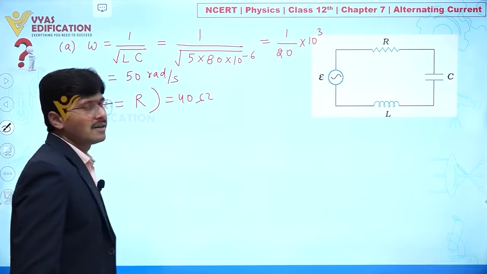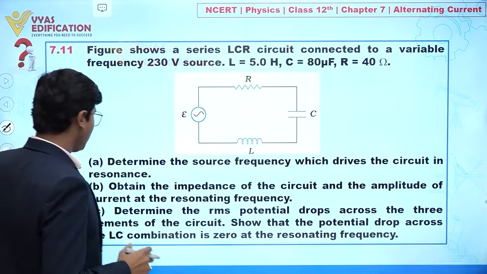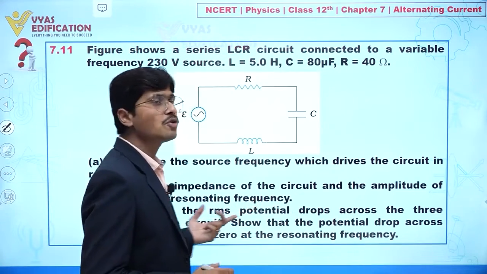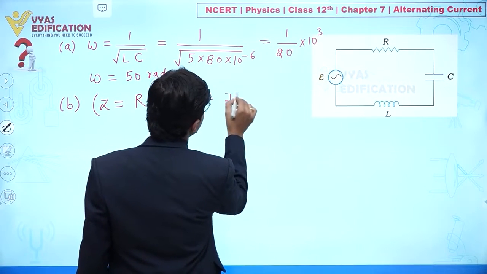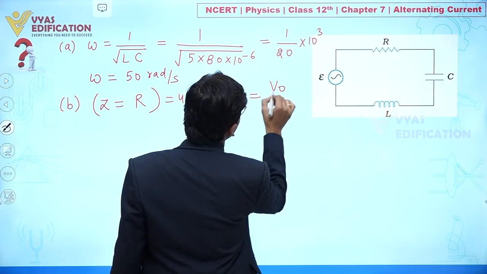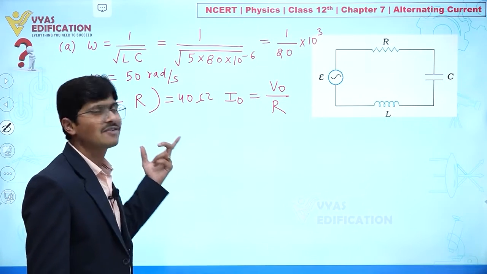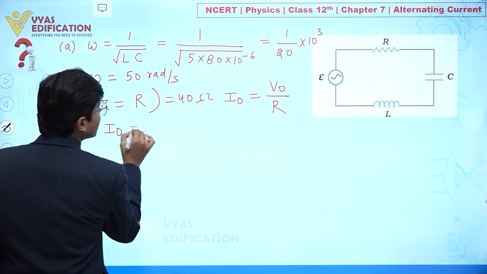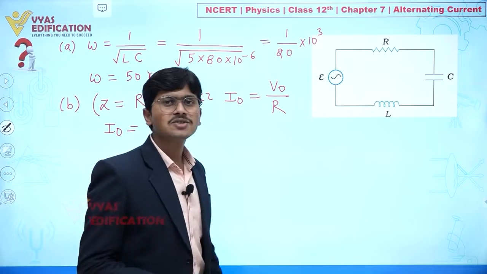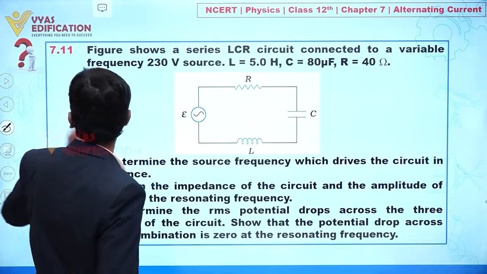Clear? Next our objective here is to find value of current, amplitude of a current, it means maximum current. So maximum current I can say this is given by I naught equal to V naught divided by R. Clear? Why I am writing here R? Because Z is equal to R at resonance condition. Clear? So what is value of V naught? Now in this question VRMS is given to you. Yes, VRMS is given. Yes, 230 volt.